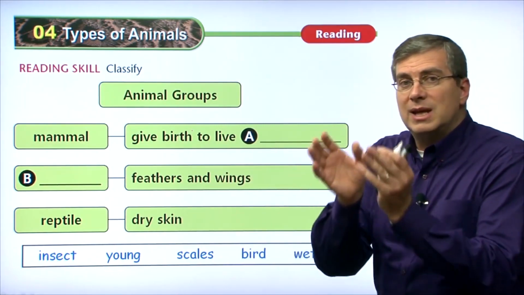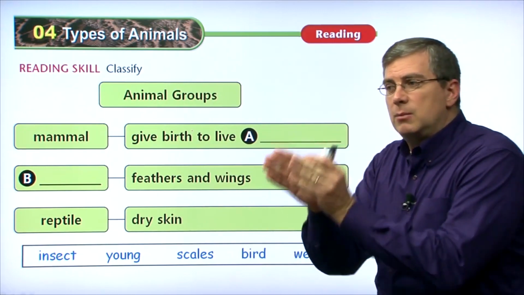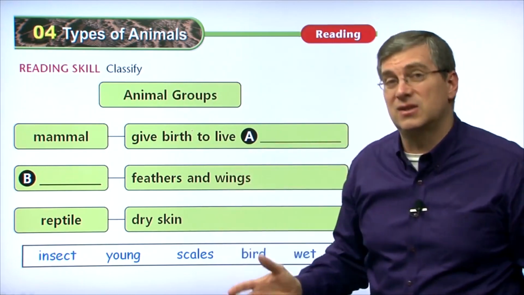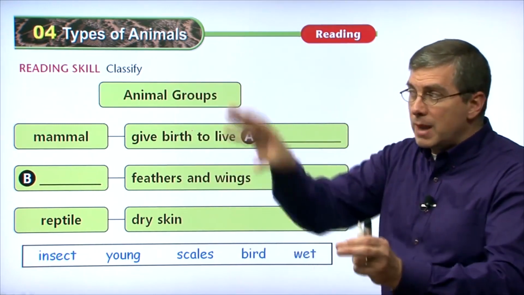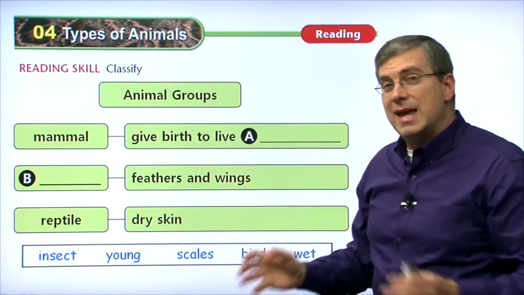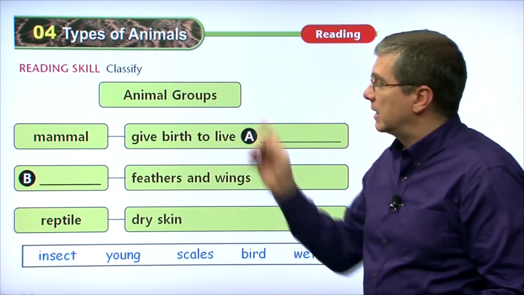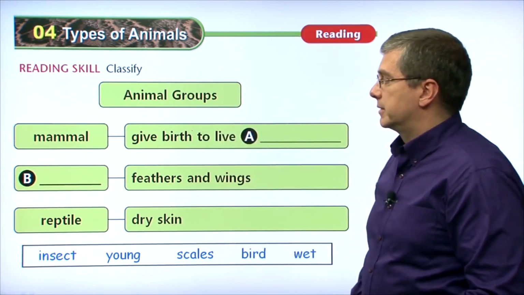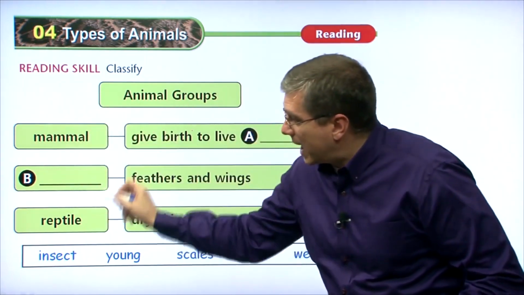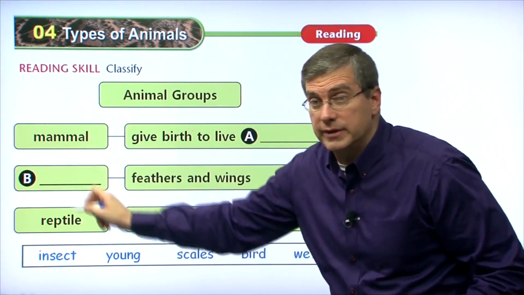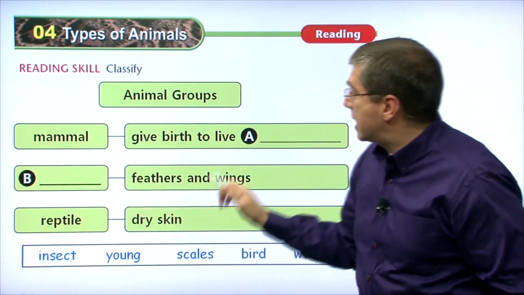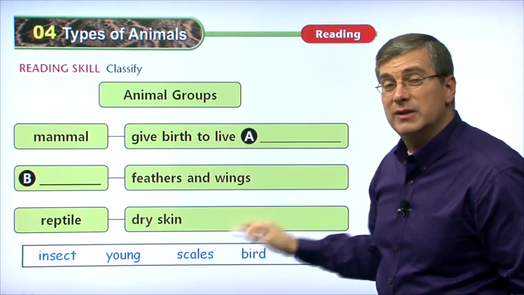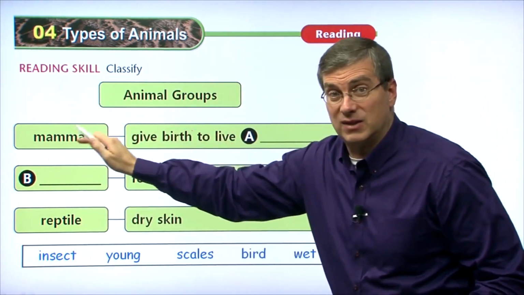So what we can do is we can classify, we can put the animals into different groups, and that's classifying. When you take a large group and you pick out individuals from that group and you put them into categories, that's called classifying, and that's what we're doing here. Animal groups. So over here, we have the different groups or the categories. This is how we classify animals. This is the name of the group. And these are the characteristics that are unique to that classification.